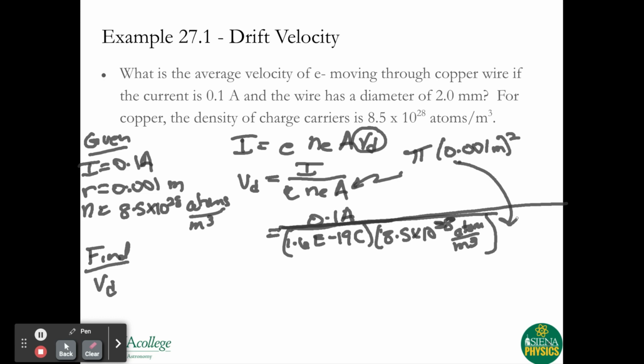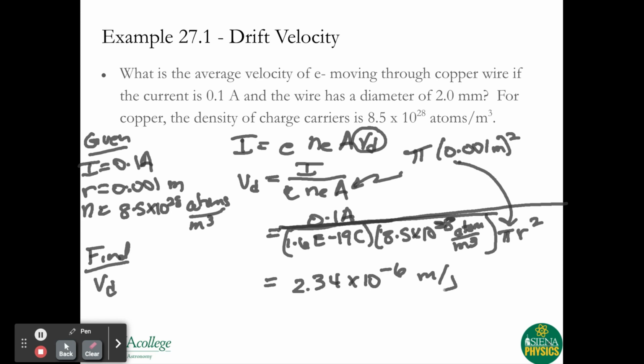Okay, so then we need to just calculate. I'm running out of room a little bit, but I'll just put pi r squared in there. And then if I plug everything in, I get that my speed is 2.34 times 10 to the minus 6 meters per second.